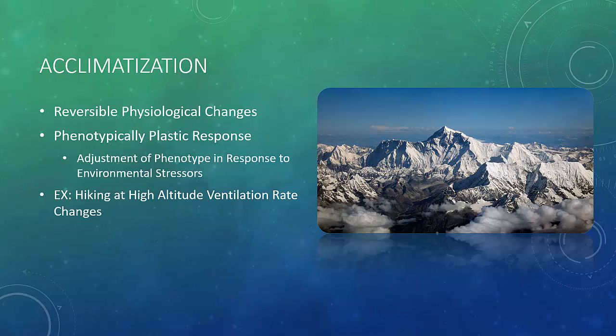So an example is hiking at high altitude. As one climbs in altitude, one's ventilation rate will increase as the oxygen level decreases. This is a change in phenotype from the base ventilation rate at their normal inhabiting altitude. Once they return to the normal altitude, their ventilation rate will reverse and return to normal.